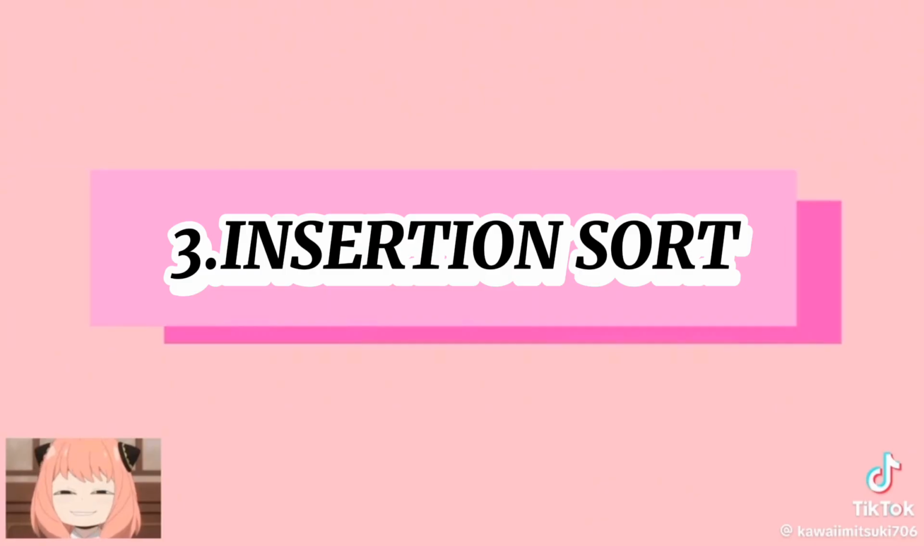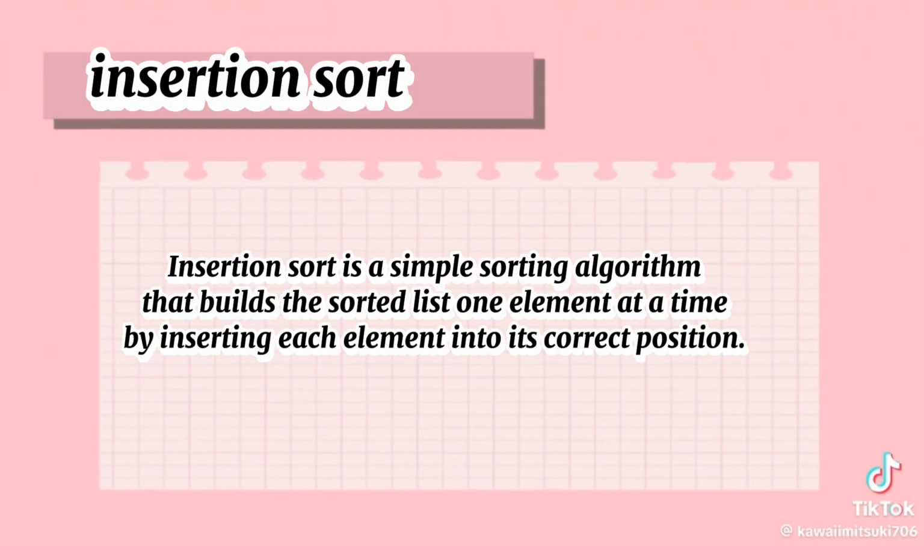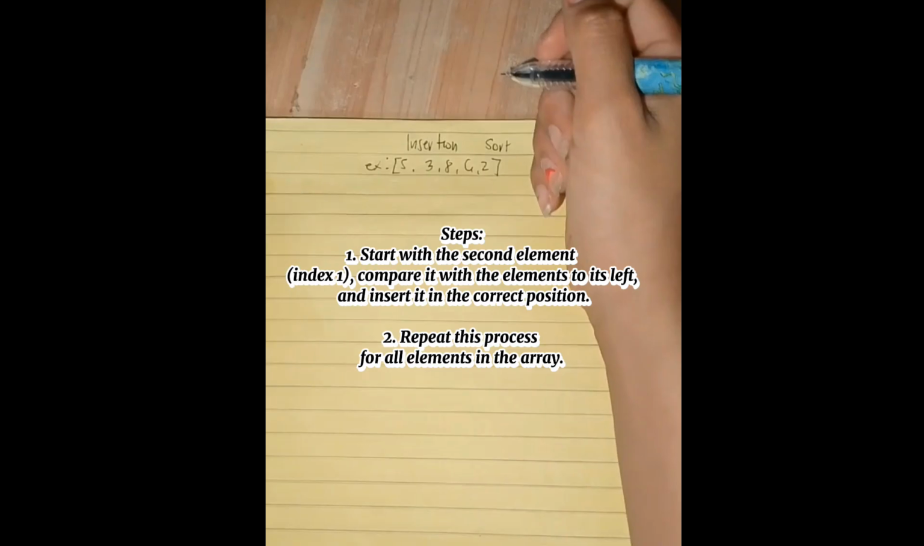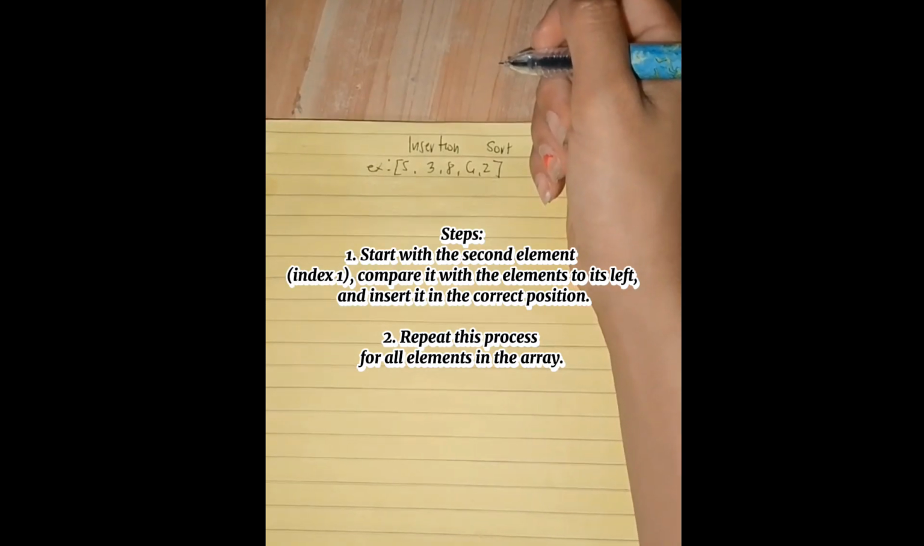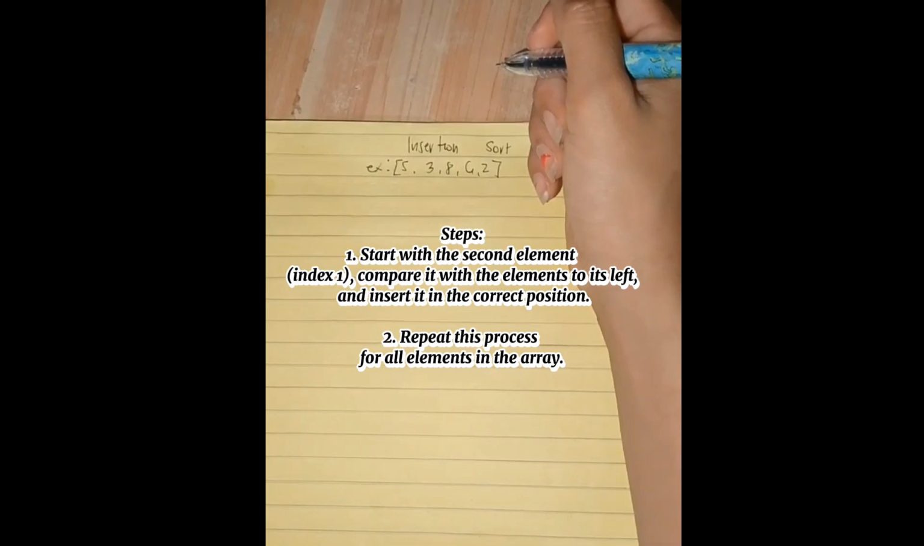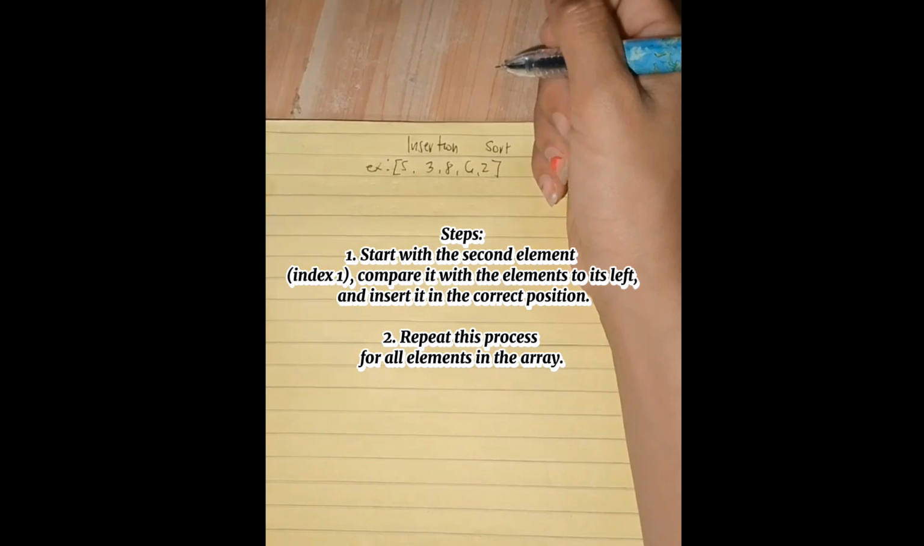3. Insertion sort. Insertion sort is a simple sorting algorithm that builds the sorted list one element at a time by inserting each element into its correct position. For example, steps: 1. Start with the second element, index 1, compare it with the elements to its left, and insert it in the correct position. 2. Repeat this process for all elements in the array.